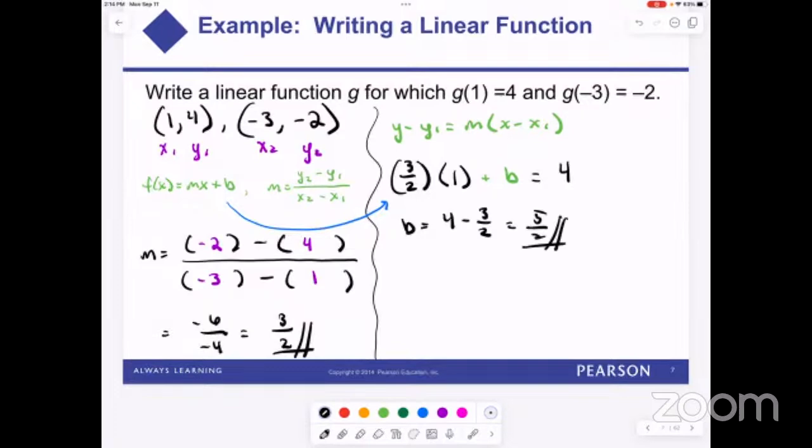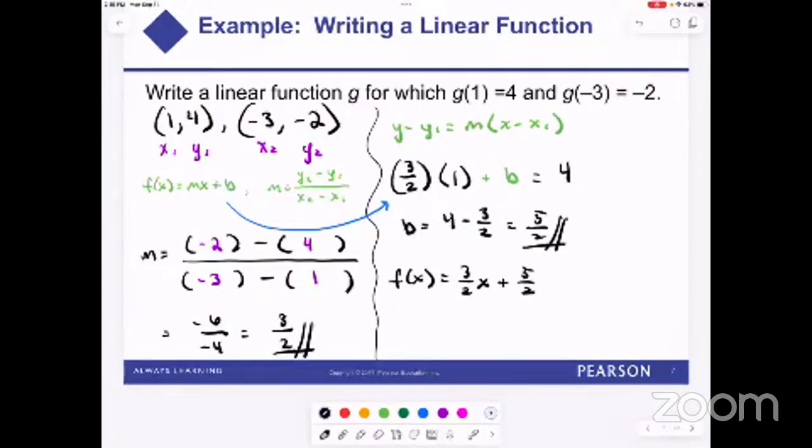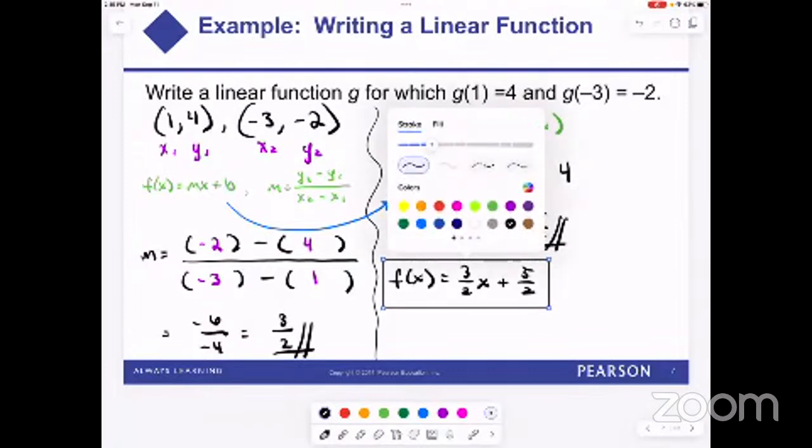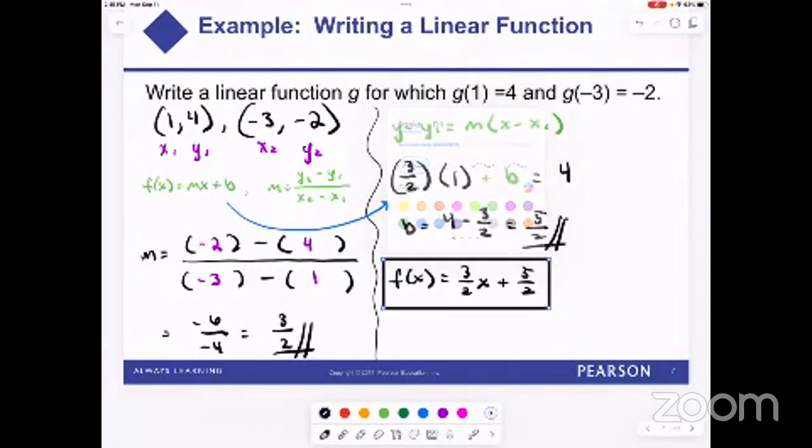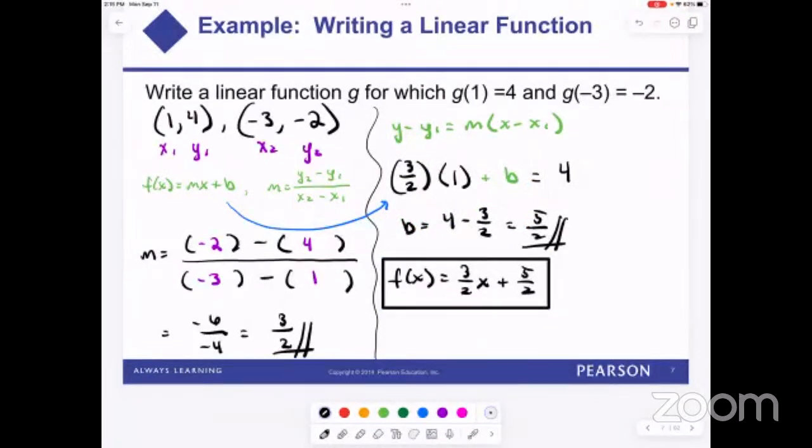So if we put this information together, our function is going to be 3/2 x plus 5/2. Okay, and oh, actually that should be g, not f. That should be g of x.